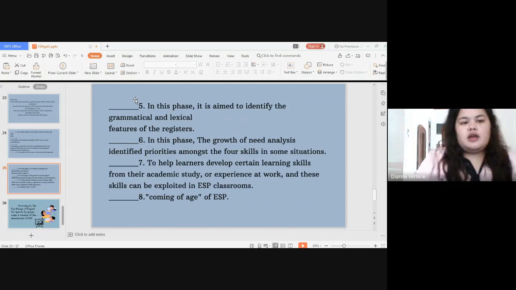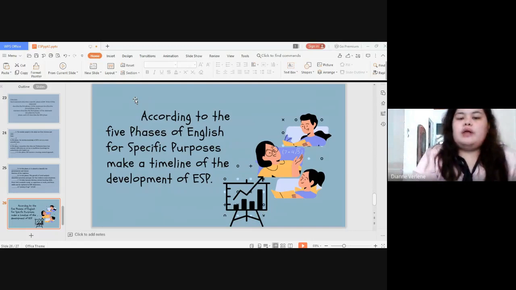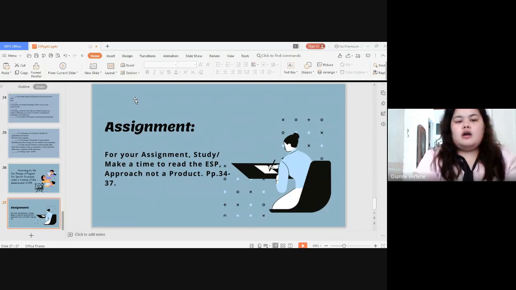So, okay, I can see that you are all familiar with the basics of English for specific purposes. So I want you to make a timeline of the development of ESP according to the five phases. I will give you 10 minutes to answer. Okay, done. Okay, pass your papers. Okay, so for your assignment, study or make time to read the ESP approach, not a product, pages 34 to 37.